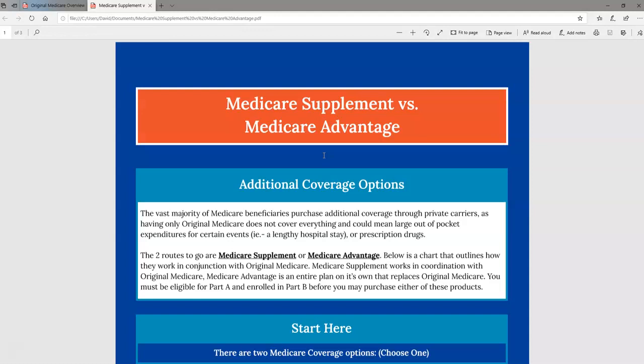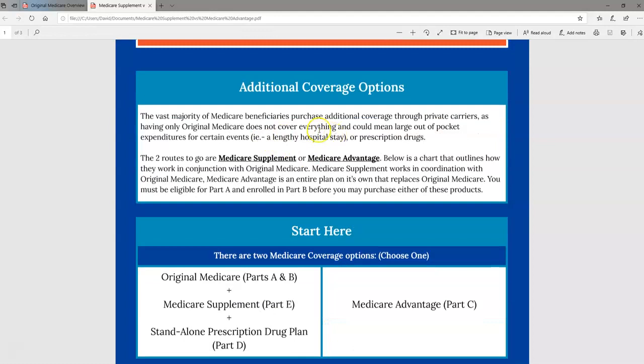Medicare Supplement and Medicare Advantage are additional coverage options that the vast majority of Medicare enrollees purchase in addition to Parts A and B, or in place of. The vast majority of beneficiaries purchase additional coverage through private carriers, because Medicare Supplement and Medicare Advantage are only sold through private carriers, and having only original Medicare does not cover everything.